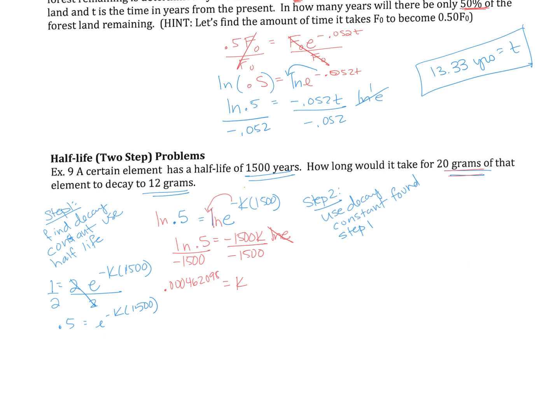We're going to figure out how long it takes 20 grams, the original amount, to decay to 12 grams. So I'm trying to find how long it takes this original 20 to decay down to 12. 12 equals 20 times e to the negative 0.000462098 times time. I'm trying to find how much time it takes for 20 grams to go down to 12. Before I can take the natural log of both sides, I'm going to isolate my e term by dividing both sides by 20. Then I get 12 divided by 20 equals e to the negative 0.000462098t.